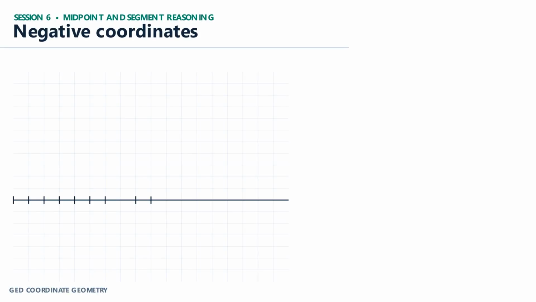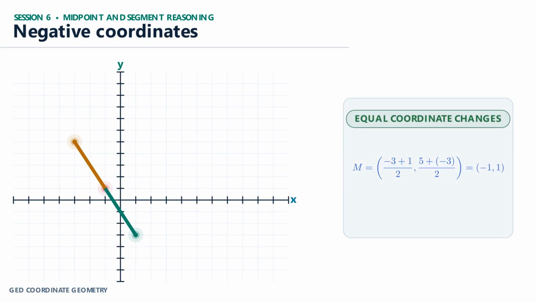Now use negative coordinates, (-3, 5) and (1, -3). The average x value is (-3 plus 1) over 2, which equals -1. The average y value is (5 plus -3) over 2, which equals 1. The midpoint is (-1, 1). Keep parentheses around negative coordinates so the addition remains visible.